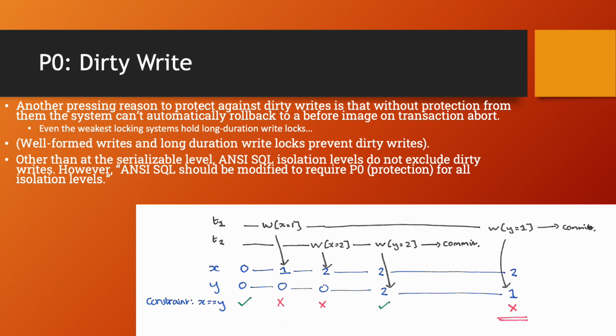Another pressing reason to protect against dirty writes is that without protection, the system can't automatically roll back to a before image on a transaction abort. That is, even the weakest locking systems hold long duration write locks. Well-formed writes and long duration write locks prevent dirty writes. Other than the serializable level, ANSI SQL isolation levels do not exclude dirty writes. However, ANSI SQL should be modified to require P0 protection for all isolation levels.